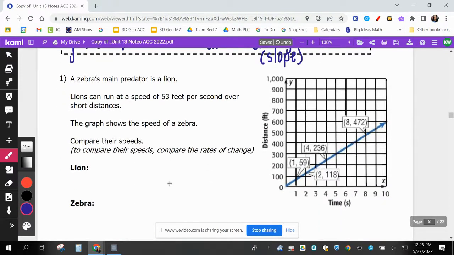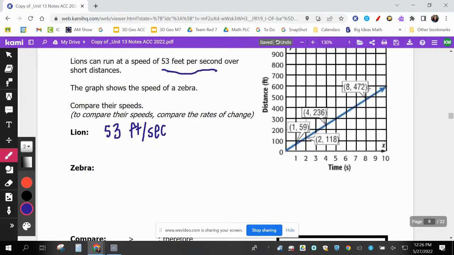A zebra's main predator is a lion. Lions can run at a speed of 53 feet per second over short distances. The graph below shows the speed of a zebra. Compare their speeds. To compare their speeds, compare their rate of change. So a lion, it says what their speed is, 53 feet per second. So a lion is 53 feet per second. That is their speed. And for a zebra, we just have to find the rate of change here.